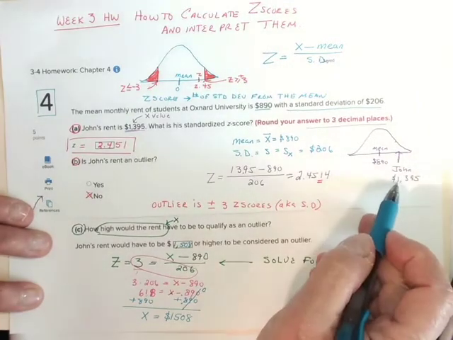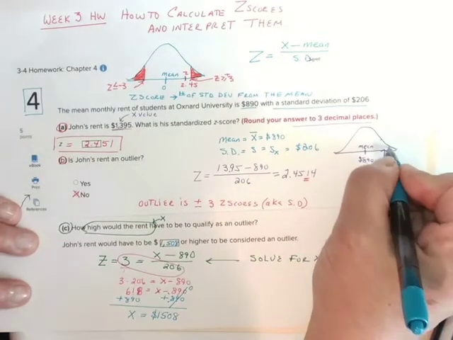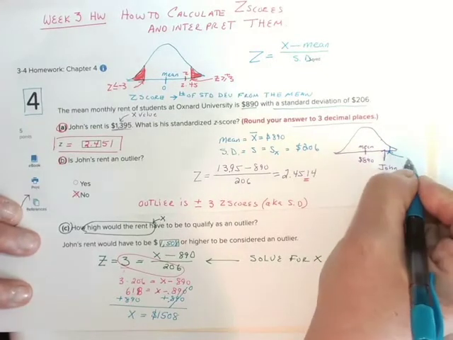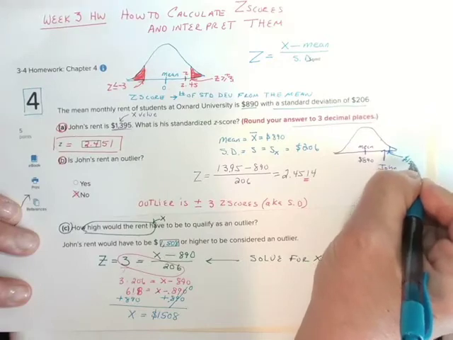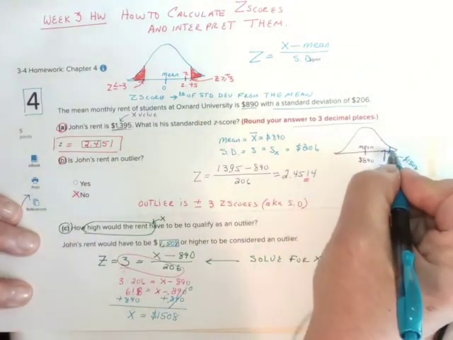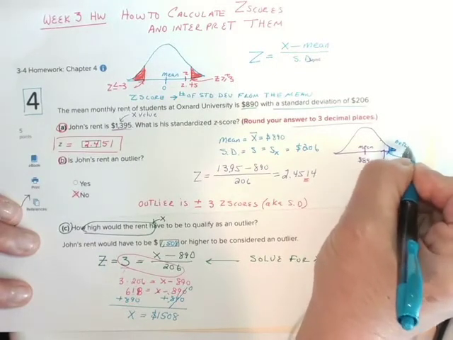So John's rent is only $13.95. Anything that is bigger than 1,508, okay, anything that's bigger is an outlier.